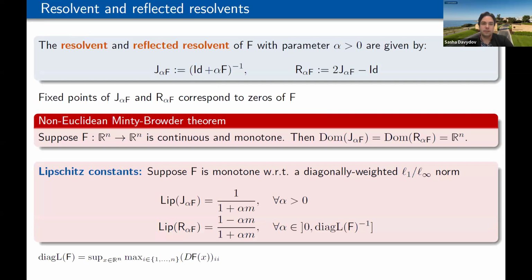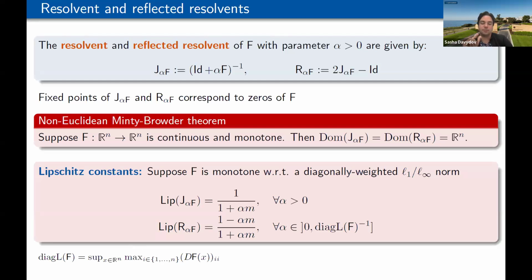So if you have the resolvent of an F which is monotone with respect to some diagonally weighted L1 or L infinity norm, the resolvent has a very simple Lipschitz constant. It's 1 over 1 plus alpha m, for any alpha you pick. So when your mapping is monotone but not strongly monotone, it's always non-expansive. If you're strongly monotone, then you're always contractive. And for the reflected resolvent, the story is a little bit similar. You have a nice characterization of the Lipschitz constant, but it's only true for alpha small enough. And small enough is dictated by how large any of the diagonal elements of your Jacobian can get.